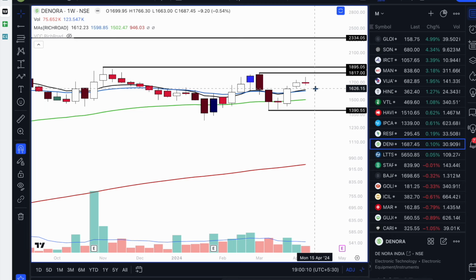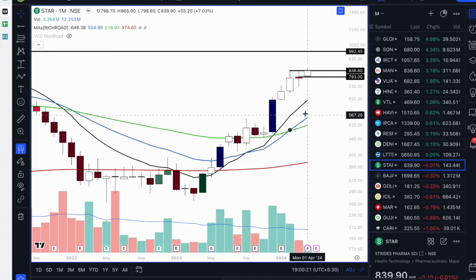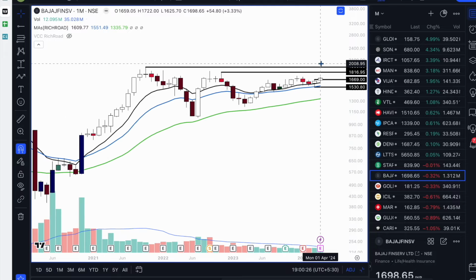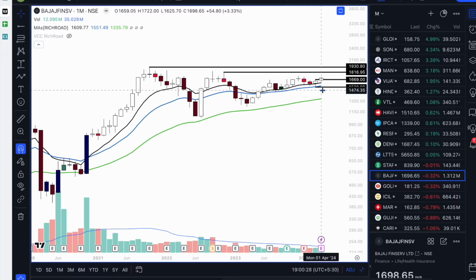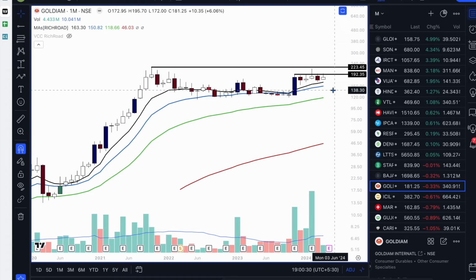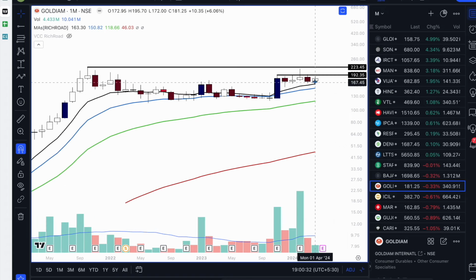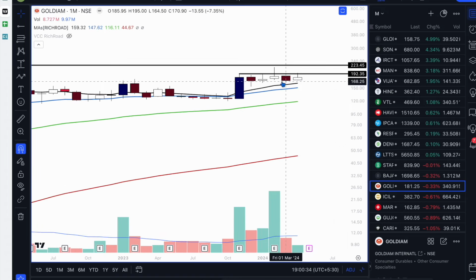So yeah, pretty simple. Again, Star, why is it not working brilliantly well? You have the reason now. You are not at the 10 moving average of the monthly. Bajaj Finserv is setting up good. So you may see what is happening over here. Goldium, see, it is in a range, and when the time comes, it might do good. But this has done a lot of damage to the structure of the chart.